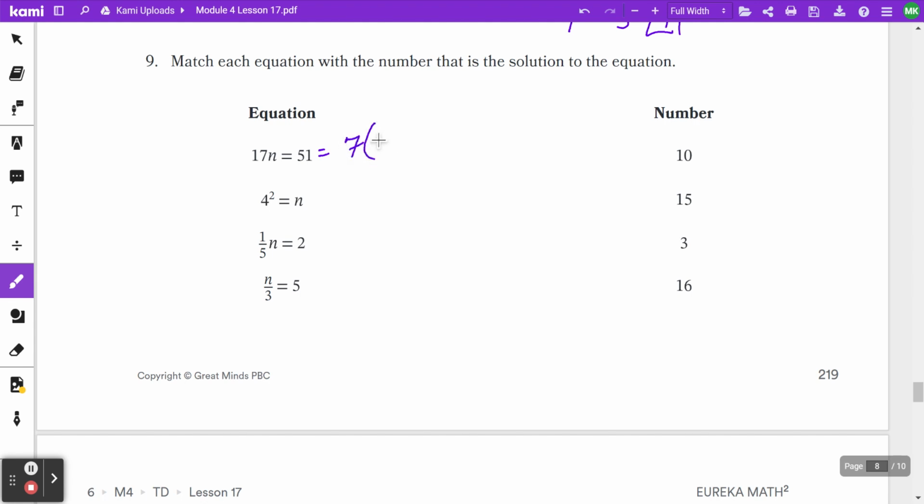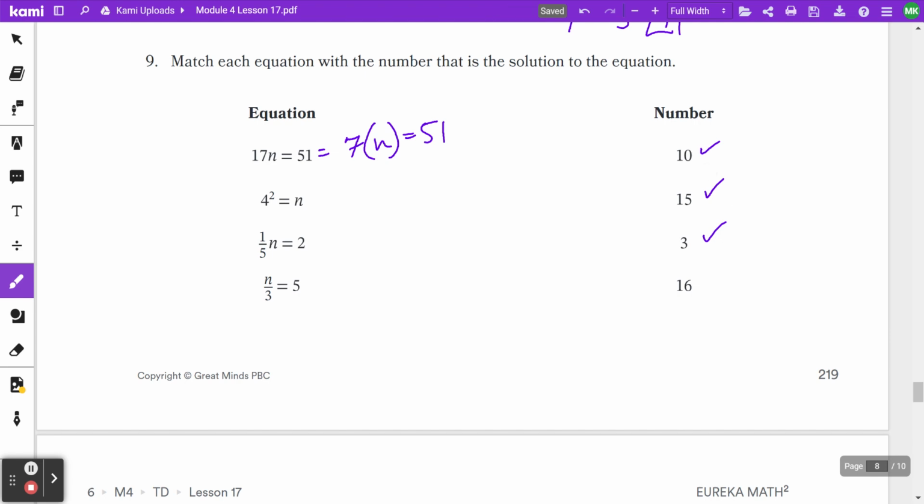Right? So 7 times something equals 51. What is that something? We can solve this algebraically, but I don't think they want me to do that just yet. So let's see, 7 times 10? No, that's not going to work. How about 7 times 15? That seems pretty large. How about 7 times 3?